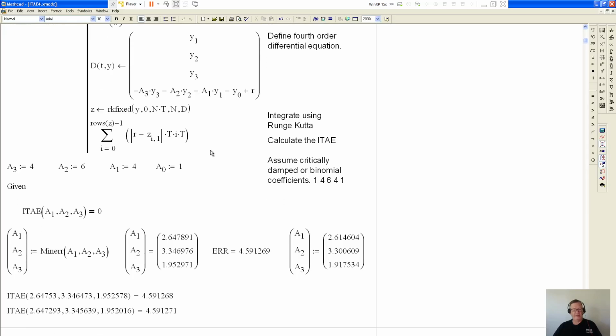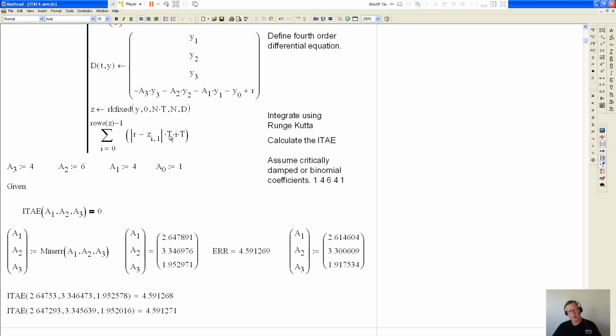And then this is the key to the integrated time absolute error. I'm going to run I from 0 to Z, which is 6,000. And this part is the absolute error. T is a weighting factor. It's not strictly necessary in this example because I'm just trying to do this minimization within this one program.